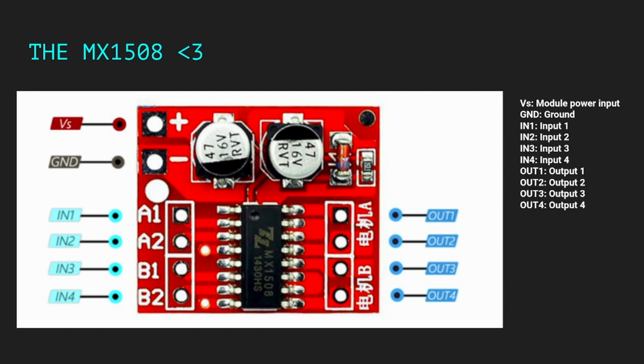So this is the one we're going to be working with, which is the MX1508. Again, as you can tell, there's a VS for modular power input, a GND for ground, IN1 to IN4 for inputs, and OUT1 to OUT4 for outputs. And yeah, you just need to be able to match them up, then you should be fine.